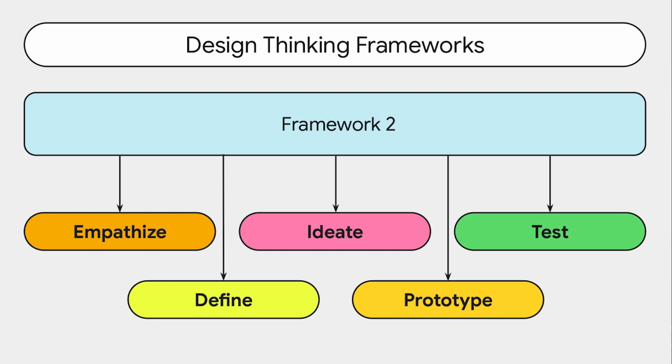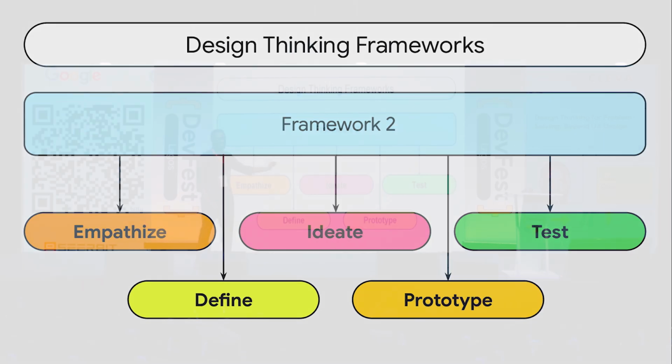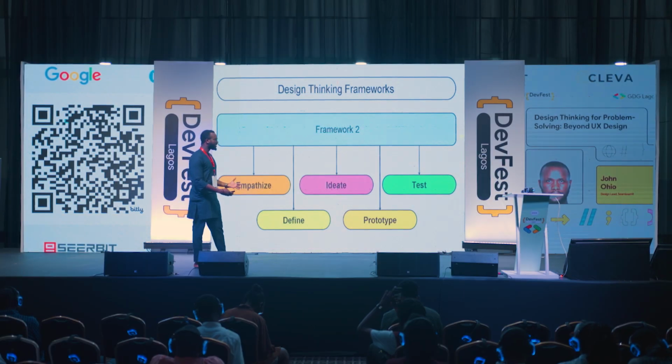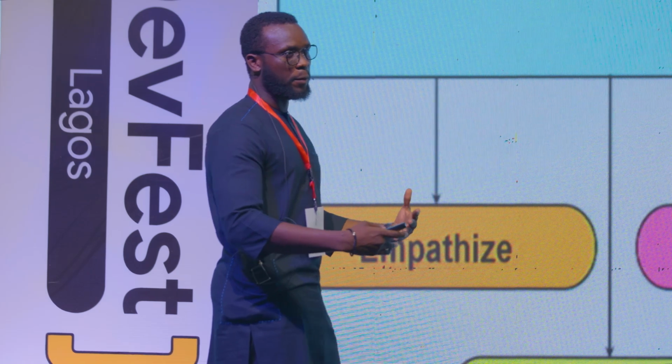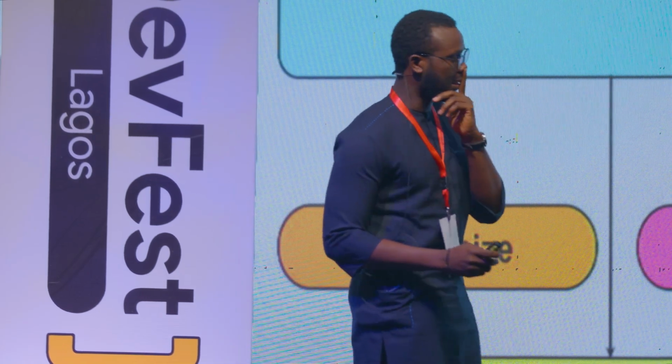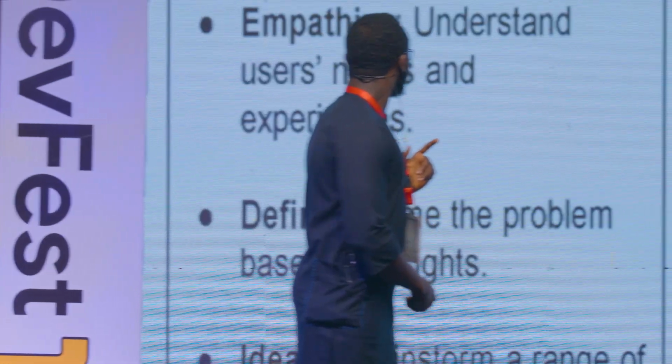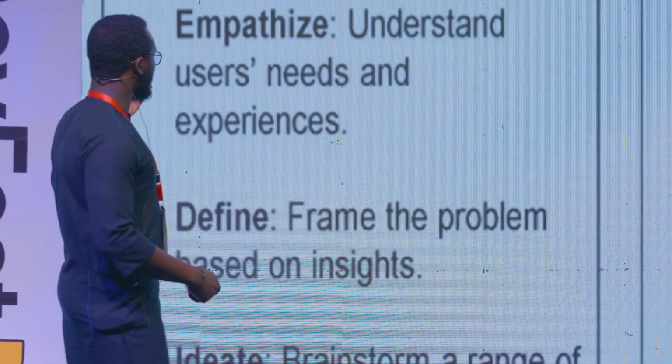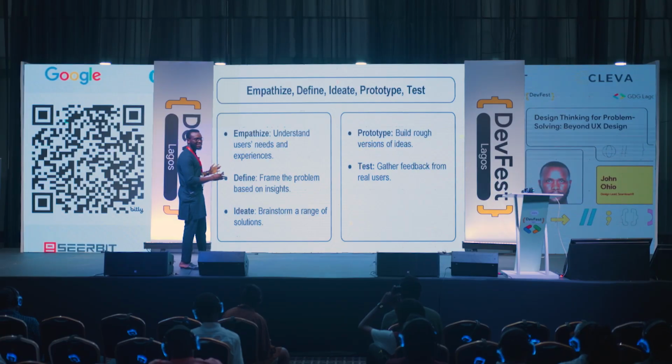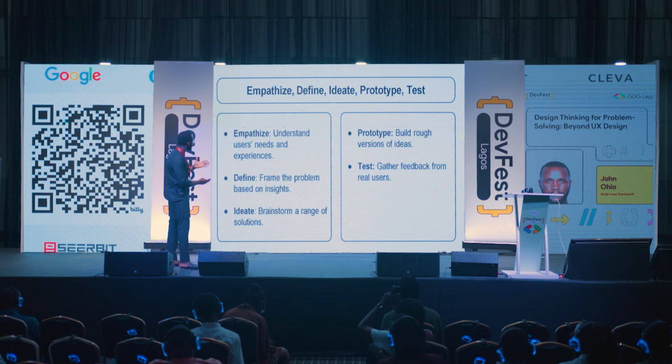And the next framework, which is the popular one: empathize, define, ideate, prototype, and test. This is very clear. It's the broader and more detailed flow for design thinking. Because, like I said, the first framework had understand, build, and test. Now, this breaks it down.